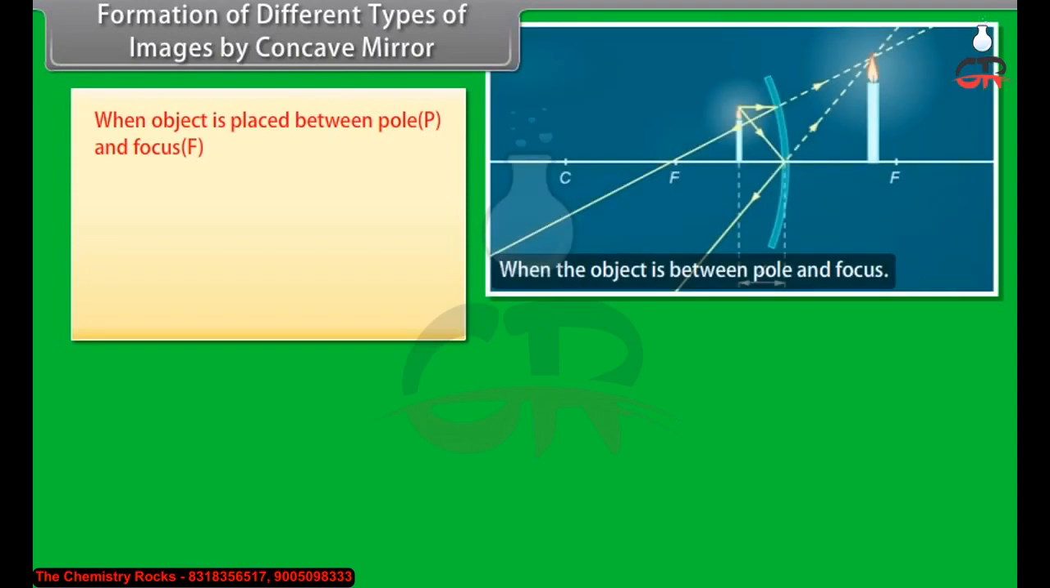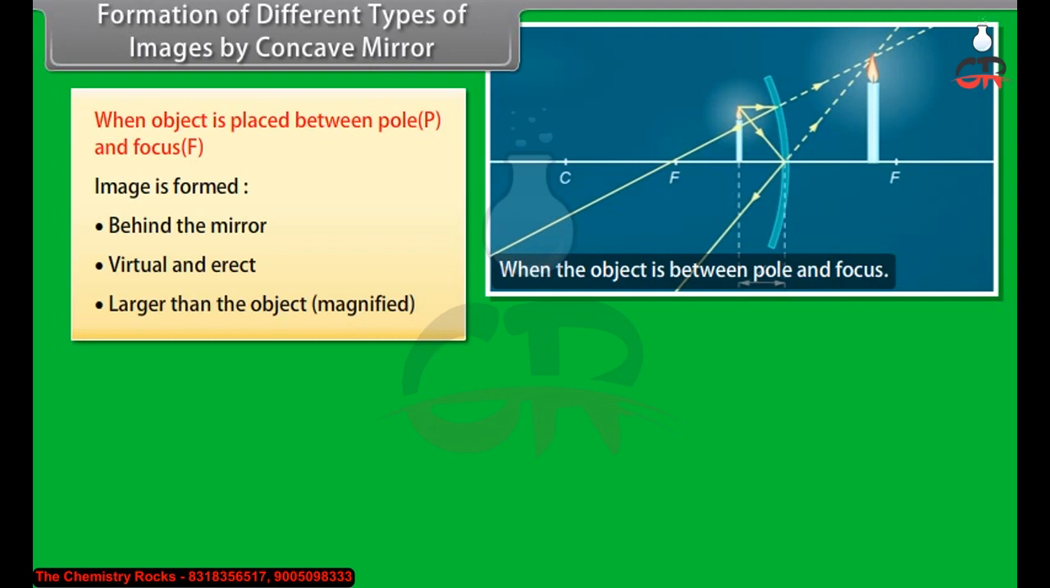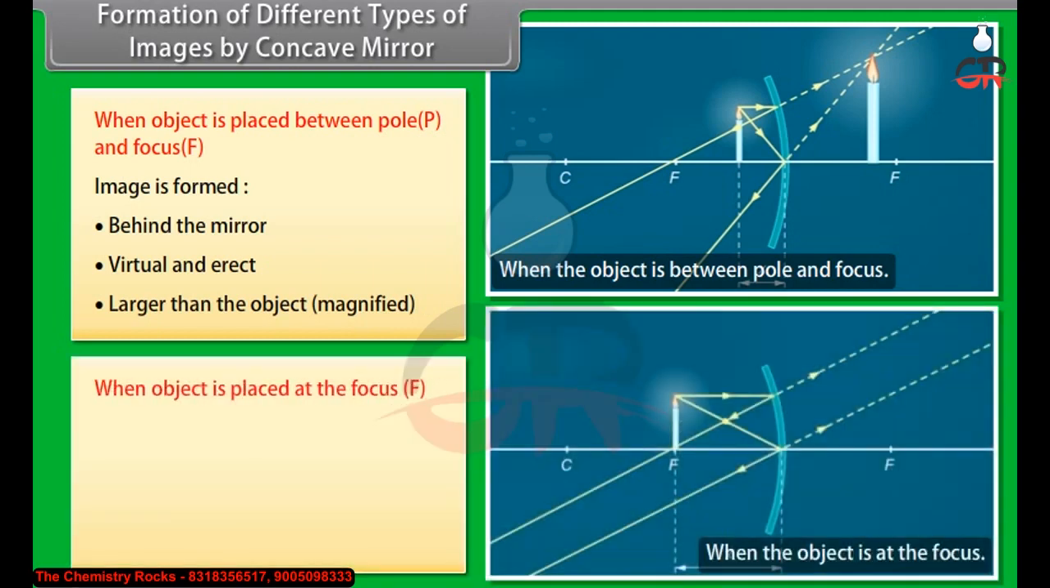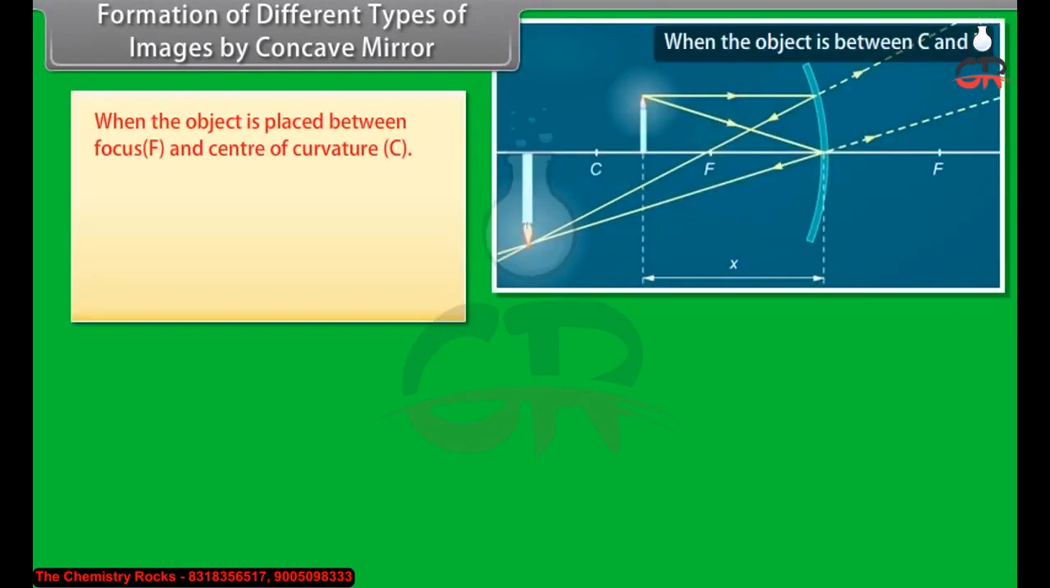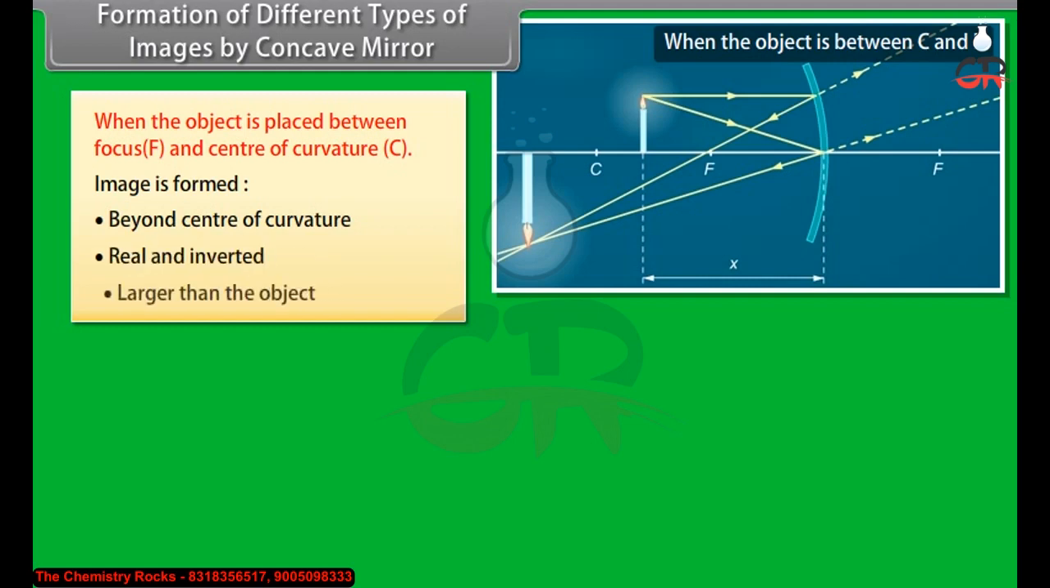Formation of different types of images by concave mirror. When object is placed between pole P and focus F, image is formed behind the mirror, virtual and erect, larger than the object, magnified. When object is placed at the focus F, image is formed at infinity, real and inverted, highly enlarged. When the object is placed between focus F and the center of curvature C, image is formed beyond center of curvature, real and inverted, larger than the object.